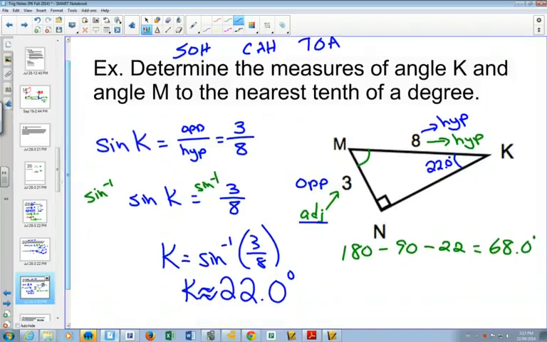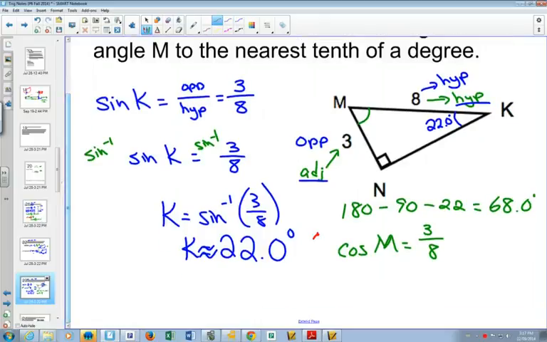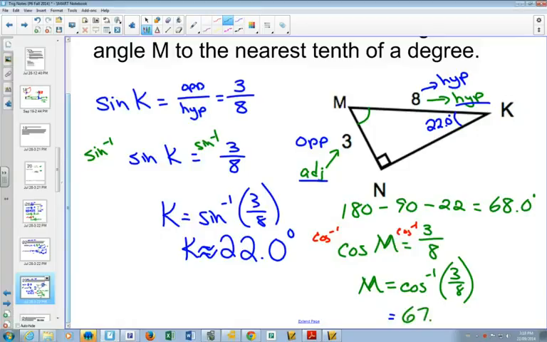And if I knew my adjacent side and my hypotenuse, then I would use cos. Cos of angle M is equal to adjacent over hypotenuse. And then to get rid of the cos, we would have to do cos inverse on both sides. And cos inverse of 3/8, I think it comes out to 67.9 something, which when you round gives you the same answer of 68.0.